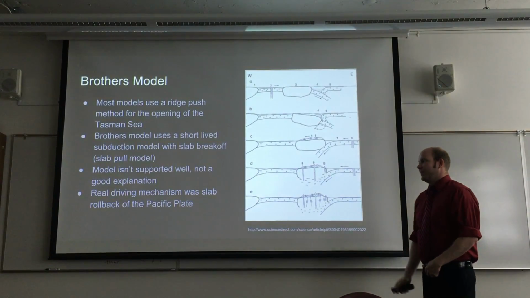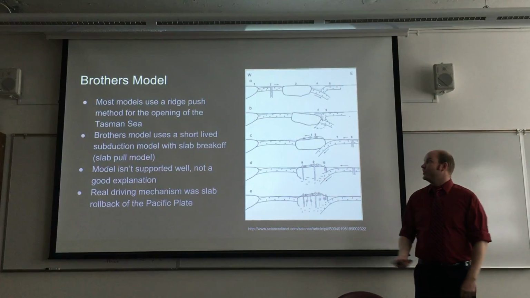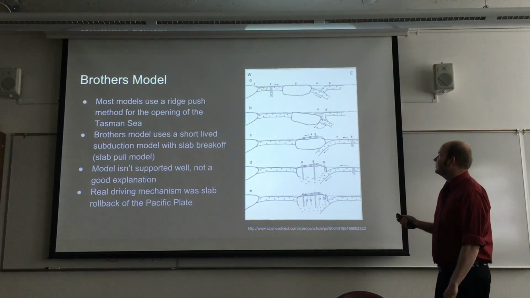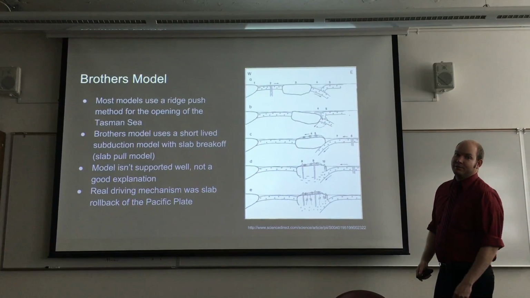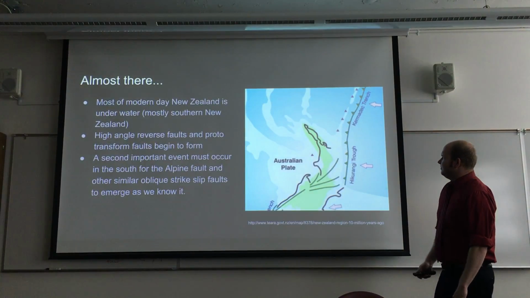We believe the real driving mechanism was slab rollback of the Pacific plate. We just wanted to show what some of the other models and ideas were for this interesting occurrence of the rifting of Zealandia away from Gondwana.